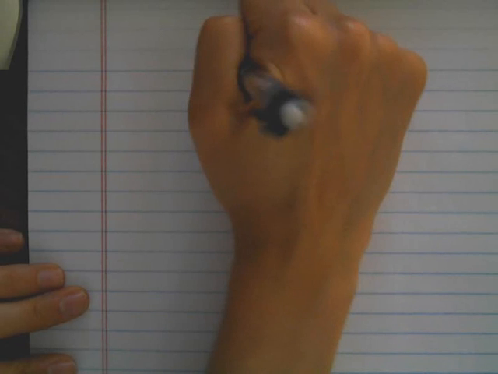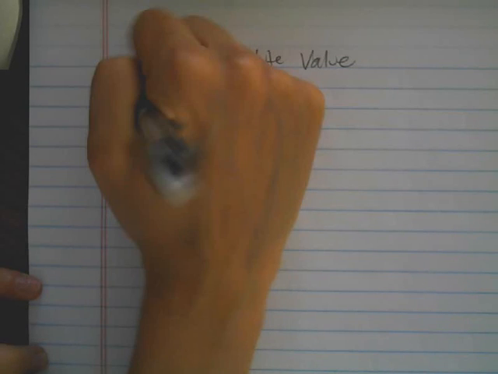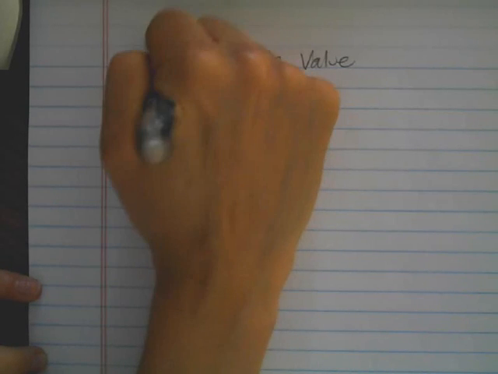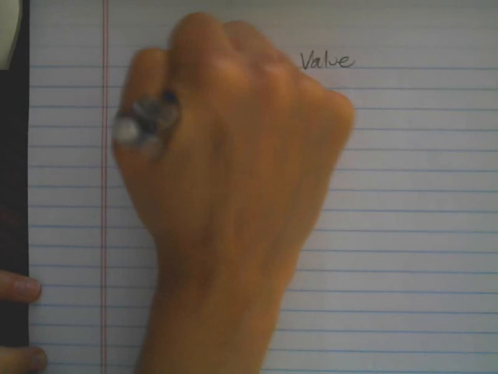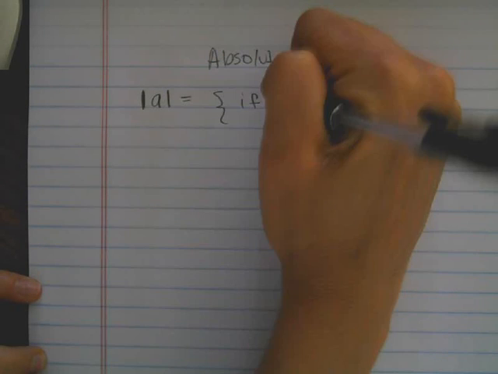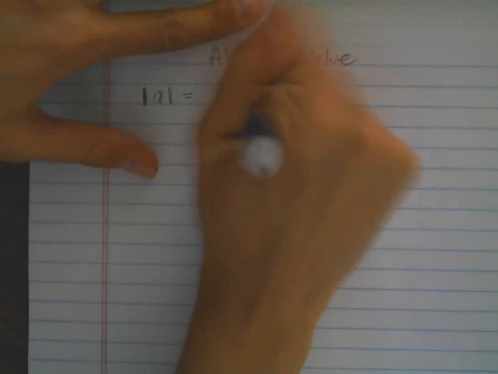Okay, the last thing we're going to do is talk about absolute value. Most people know absolute value as making it positive. That's not really what it is. Absolute value, if you write it like this, is A if A is greater than or equal to 0. So it's the same thing if it's positive or 0. It's negative A if A is less than 0. So basically you multiply it by a negative if it's less than 0.